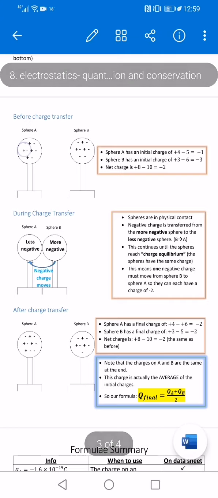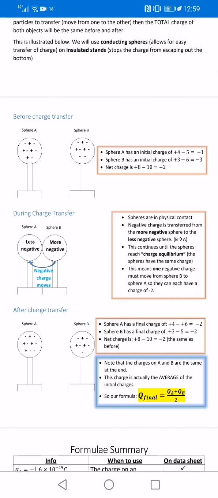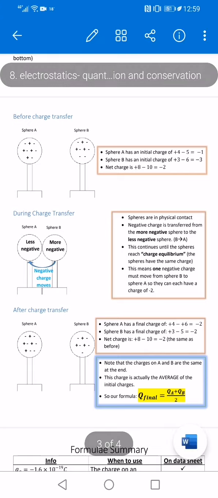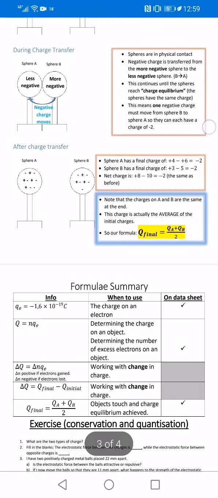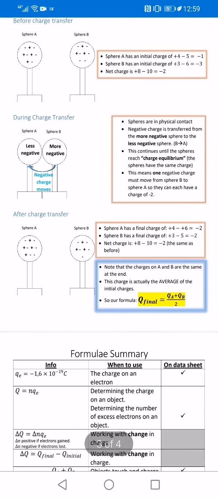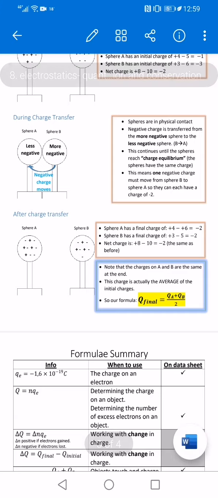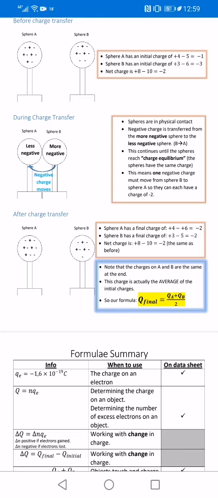If sphere B gives one electron to sphere A, then sphere B will now have a charge of -2. It's lost one of its negatives, and sphere A will have a charge of -2 because it gained a negative. So one electron moved from sphere B to sphere A in order for them to both have a charge of -2. After the transfer, when we pull them apart again, sphere A will have a charge of -2, sphere B will have a charge of -2, and in total we still have 8 positives and 10 negatives, which means our net charge at the end is still -2, the same as before.